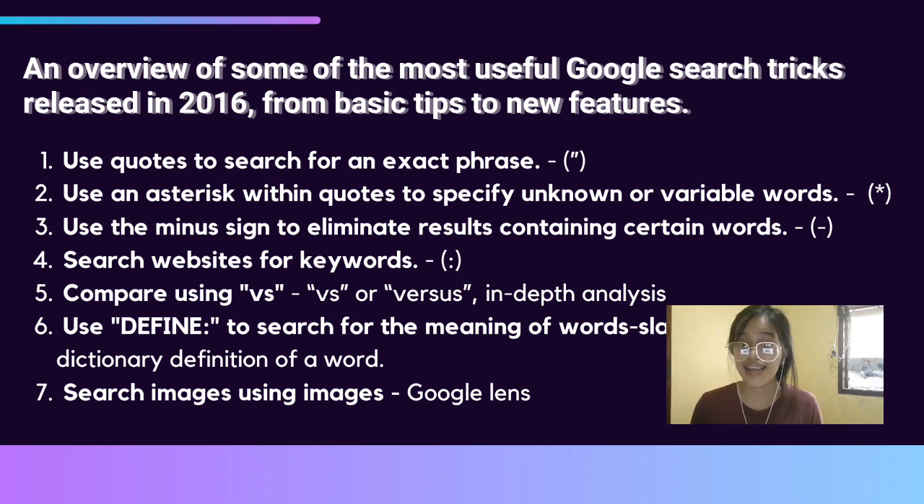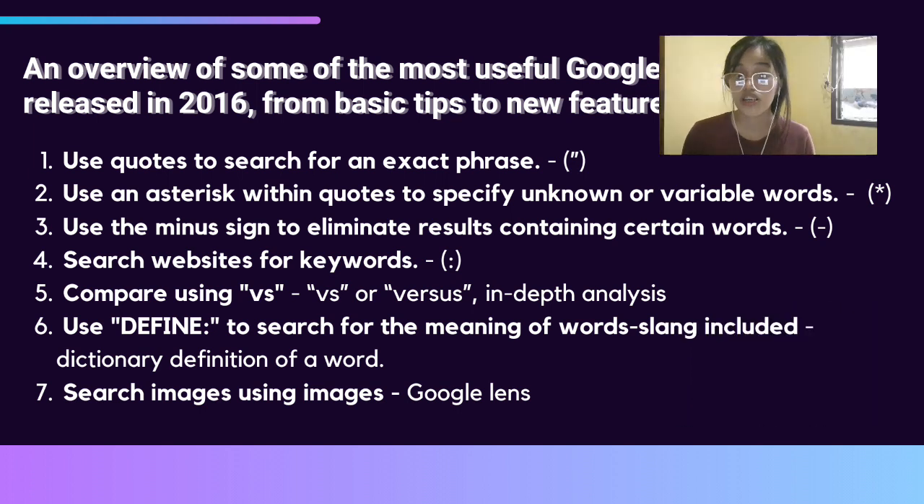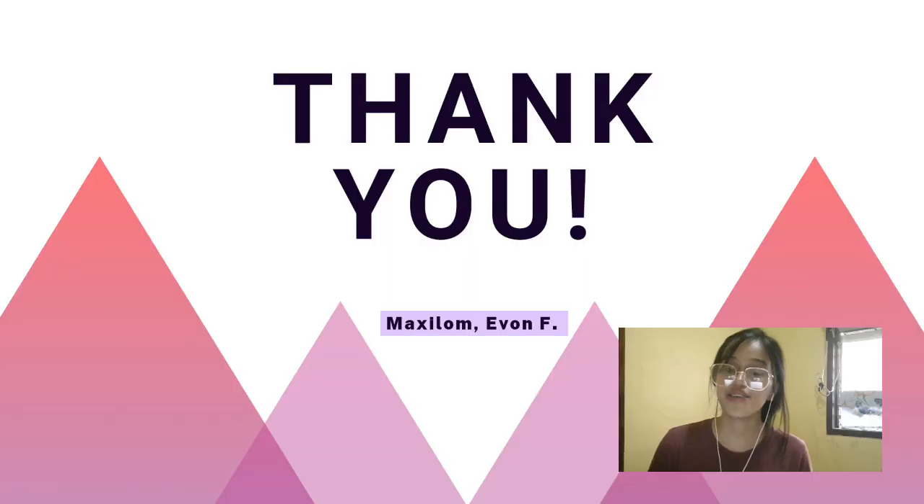Third, use the minus sign to eliminate results containing certain words. Fourth, search websites for keywords. Fifth, compare using versus in-depth analysis. Sixth, use define to search for the meaning of words, slang included, dictionary definition of a word. Lastly, search using the Google Lens.